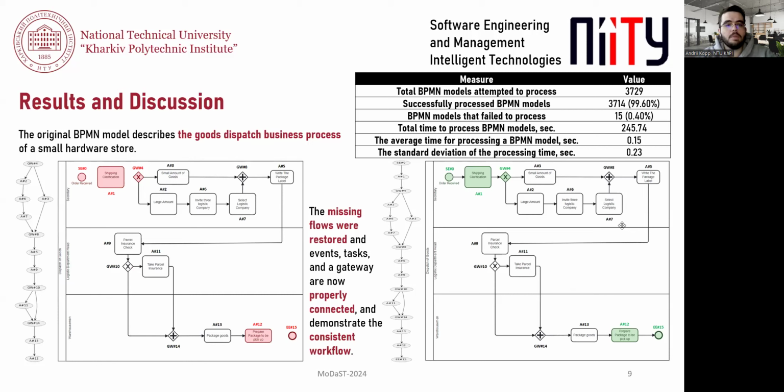As the example here, we demonstrate the original BPMN model that describes the goods dispatch business process of some small hardware store. And as can be seen from the left side to the right side of this slide, the missing flows were restored using the algorithm and software, and events, tasks, and gateways were modified to fulfill all the modeling rules. And now they are all properly connected and demonstrate the consistent workflow of this goods dispatch business process.